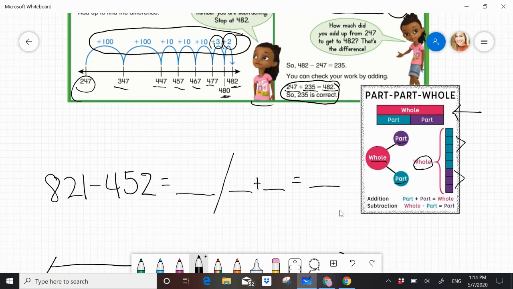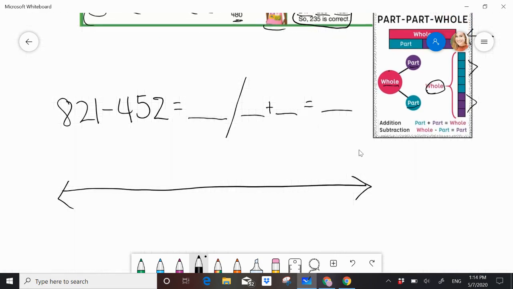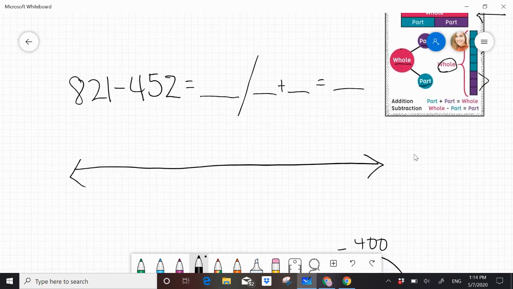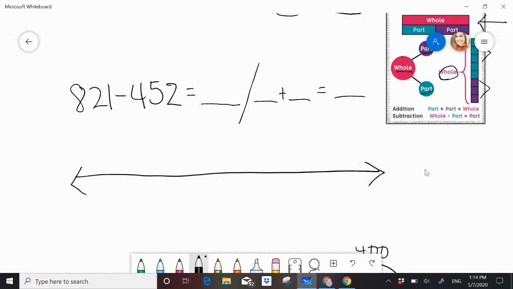I'm going to show you the new way first, and then I'm going to show you a repeat from yesterday in case you prefer yesterday's way better. So we're going to start on our open number line, but we're going to start at our part this time, our smaller number, and we're going to add on, and we're going to stop at 821. So I'm going to start at 452. You're going to start there as well.